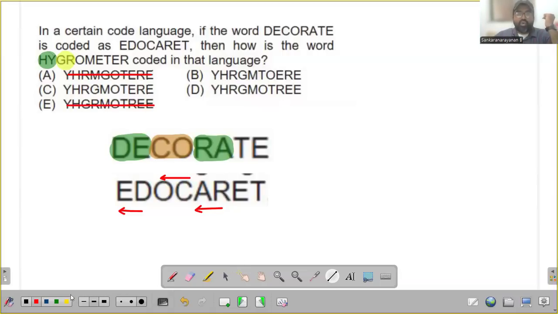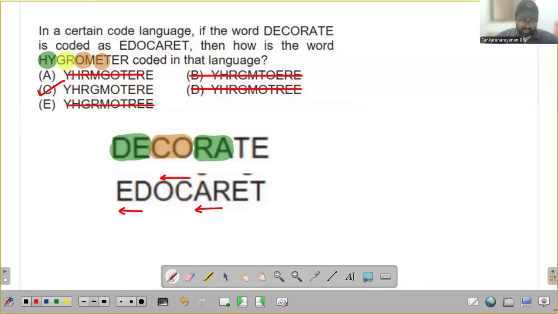And now we have OM, which should be getting coded as MO. Here, this is getting coded as MT, so you can eliminate option B. Please observe here: YHRGMO, YHRGMO, it is the same. Now you have ET, which should be coded as TE. Option D doesn't satisfy the condition. You are left with option C now, and so for this question, option C is my final answer. Hygrometer is coded in this way.